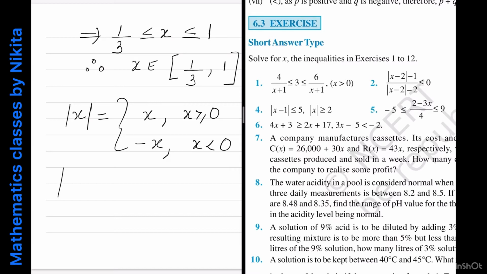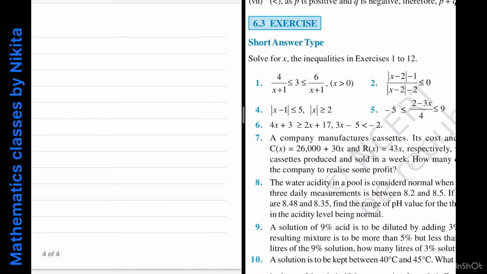For example, if I want to find mod of minus 5, then mod of minus 5 will be equal to minus of minus 5. Why? Because minus 5 is less than 0. So according to the definition of the mod function, I get a minus sign outside and this becomes plus 5. So mod of minus 5 is plus 5. This is how you have to apply the definition of the mod function. So now let's see the second question.